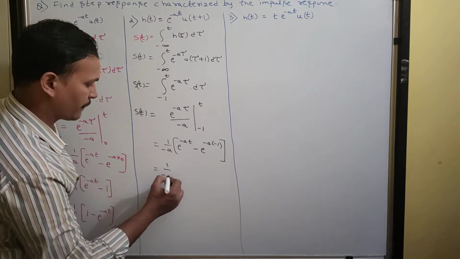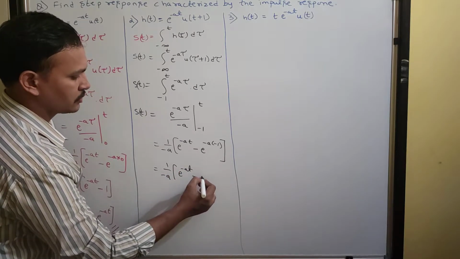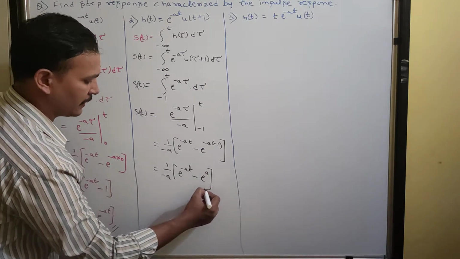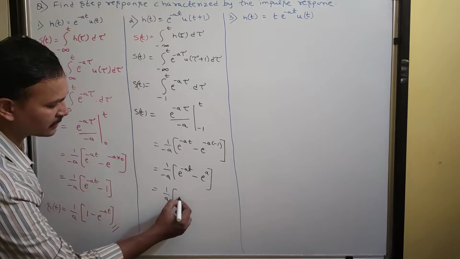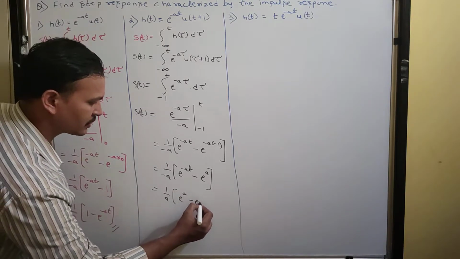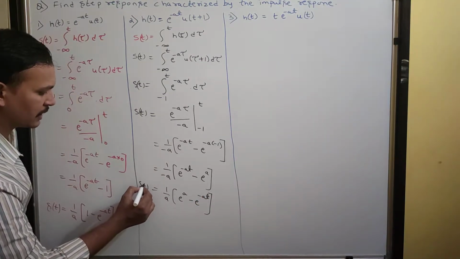So 1 by minus a, e to the power of minus at. And e to the power of minus a into minus 1, you will get plus a. Now multiply the minus. By multiplying the minus, I can write e to the power of a minus e to the power of minus at. So this is the final answer.